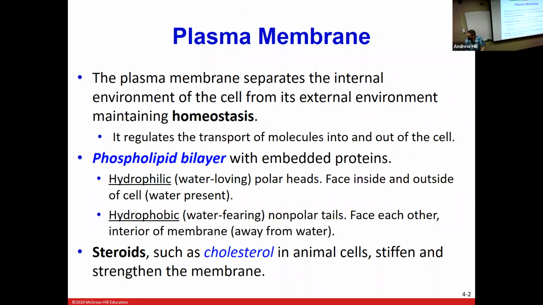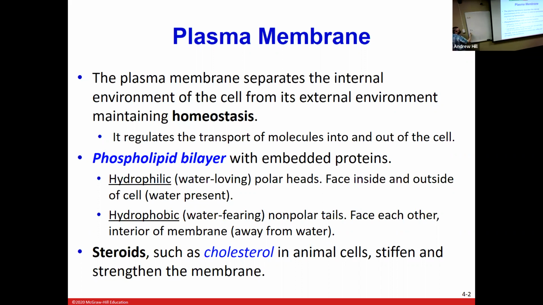Again, the plasma membrane is the membrane that separates the internal environment of the cell from its external environment. This is necessary to maintain homeostasis. It regulates the transport of molecules in and out of the cell. We've talked about this already, but when you think membrane, you should think phospholipid bilayer. I'll draw a picture of what that looks like. In most of the diagrams you'll see, the inside of the cell is downwards in the diagram, and the outside is usually upwards.